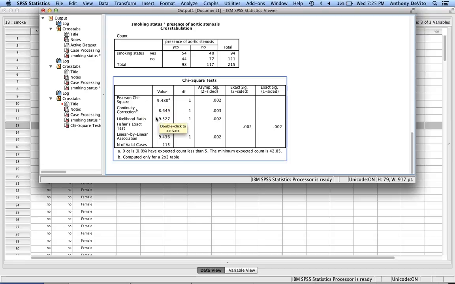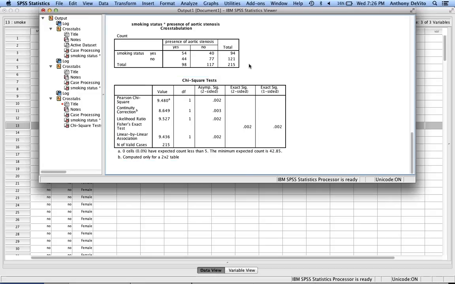These other versions of it, the continuity correction, the Fisher's exact test, these are also calculated by SPSS, and the probabilities are calculated for them as well. We're not going to worry about them for now. We're just going to worry about our basic chi-square, Pearson's chi-square, or basic chi-square calculations. So I'm not going to ask you to do that.